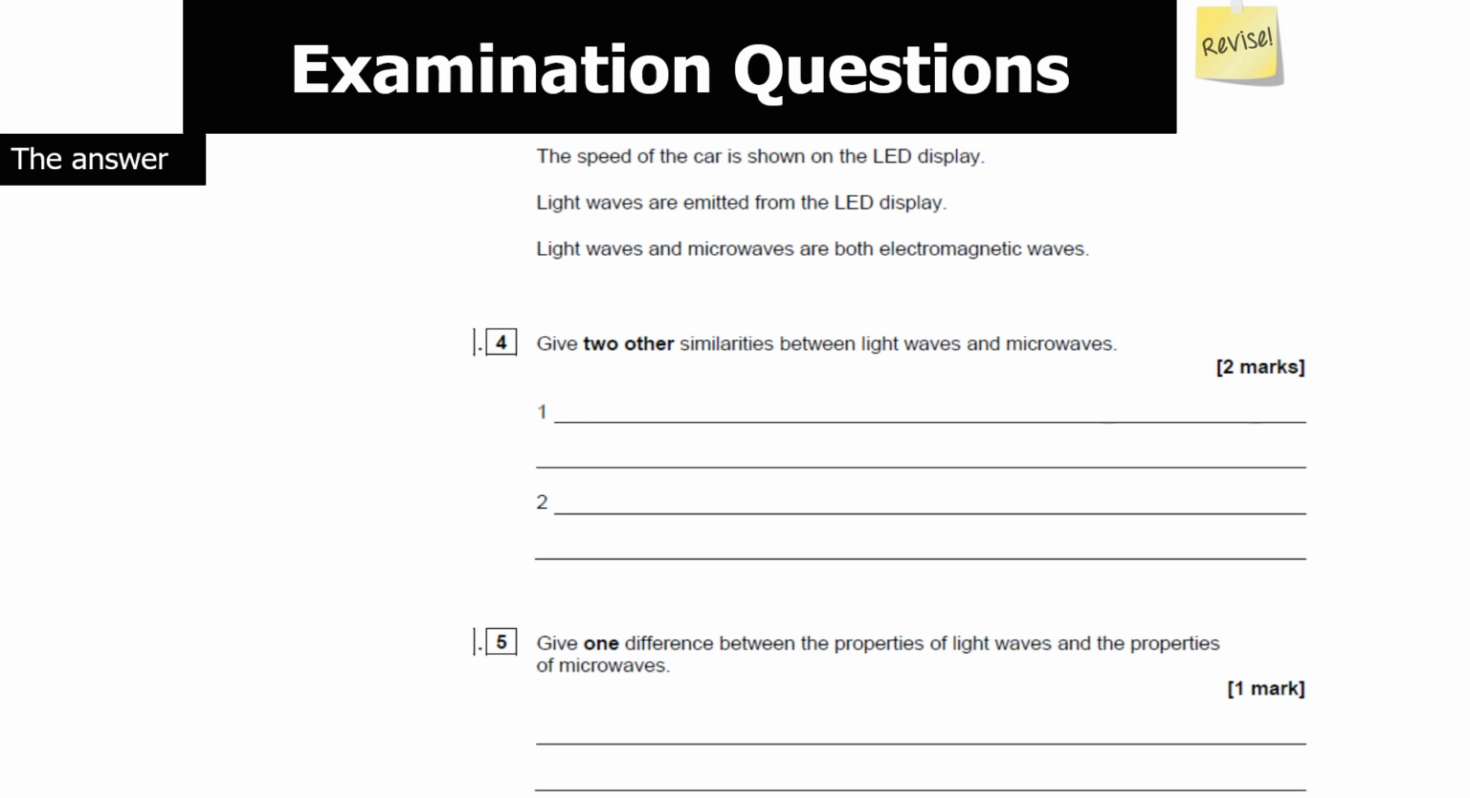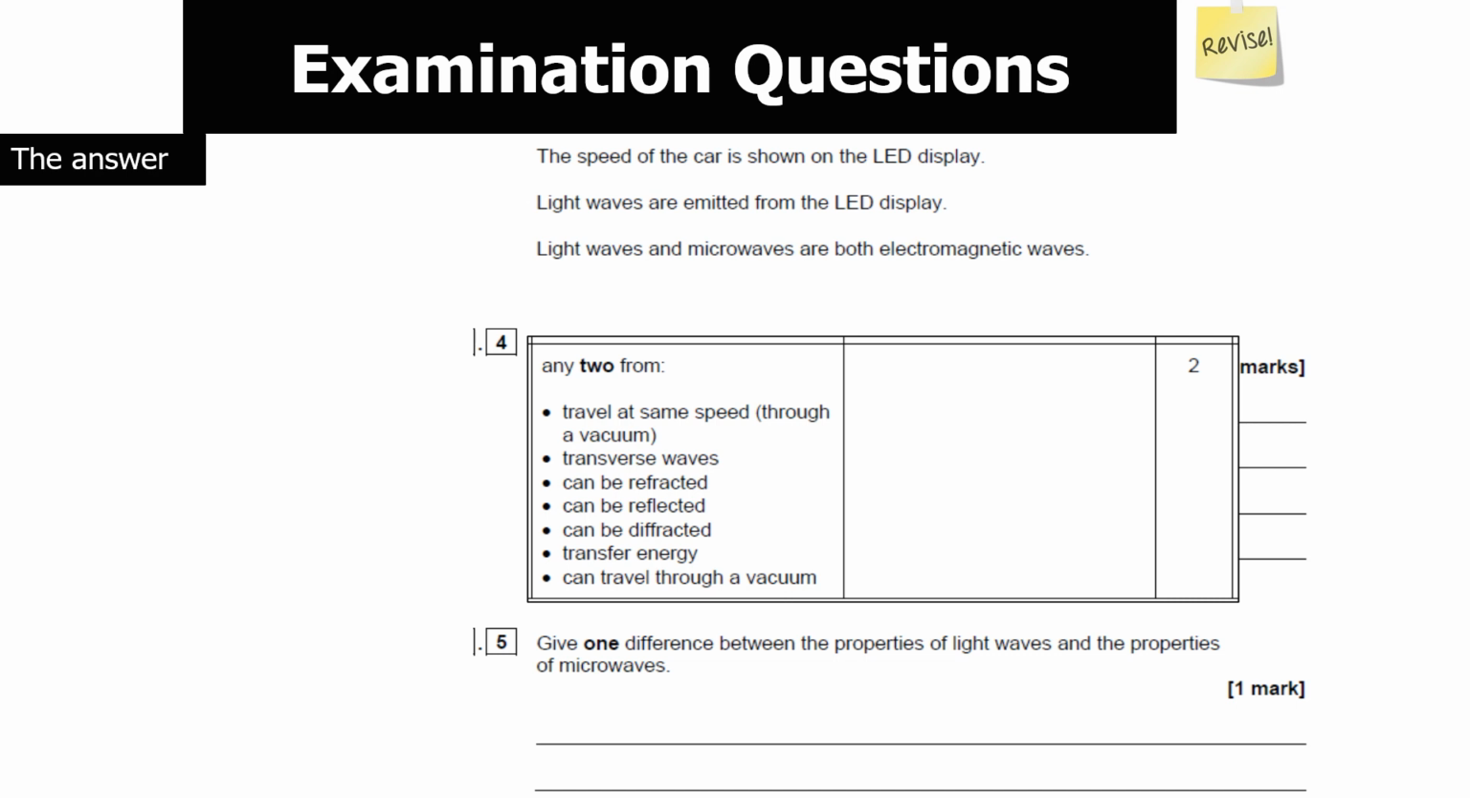Right, so it's important that you can give similarities between two waves on the electromagnetic spectrum. So the most important one is that all electromagnetic waves travel at the same speed. They're all transverse waves as well, and they can all travel through a vacuum. But you can also give similarities for just any two waves. And any two waves are similar because they'll always reflect, they'll always refract, they'll always diffract, and they'll always transfer energy because a wave is a transfer of energy.